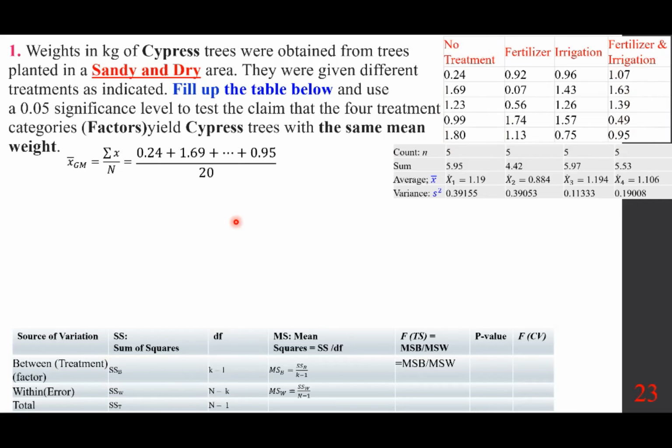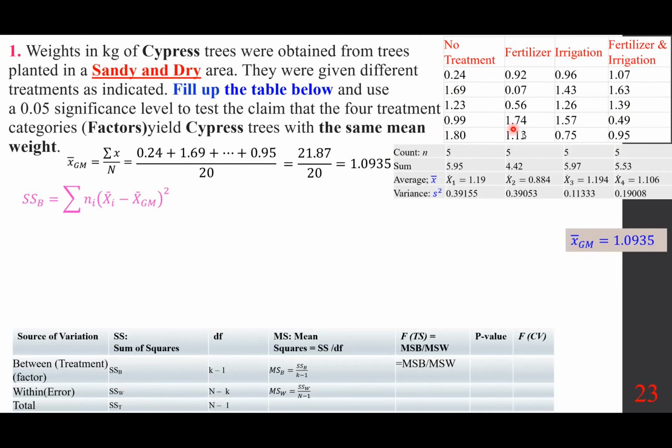Add them all up, and divide by 20. That's the average. And we call it X bar GM because it's the average for everything, every piece of data.